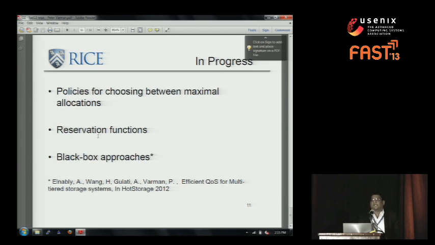Okay, I'm going to pretty much stop over there. It's a work in progress. There are a number of issues over there which are probably better discussed during the poster session.